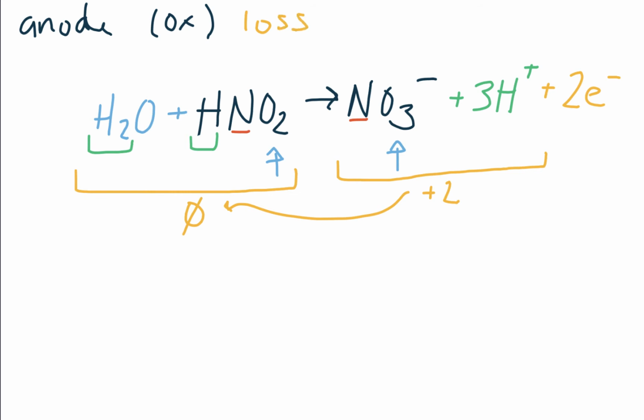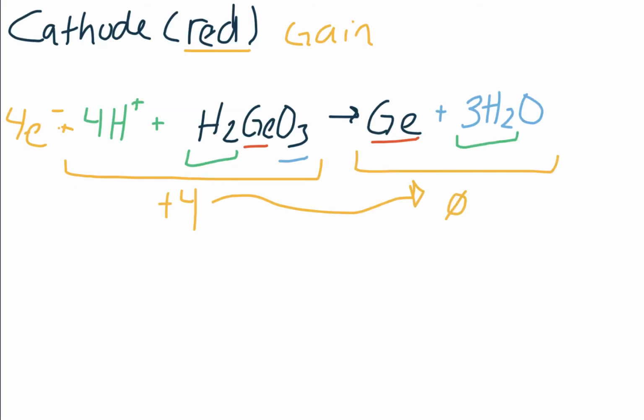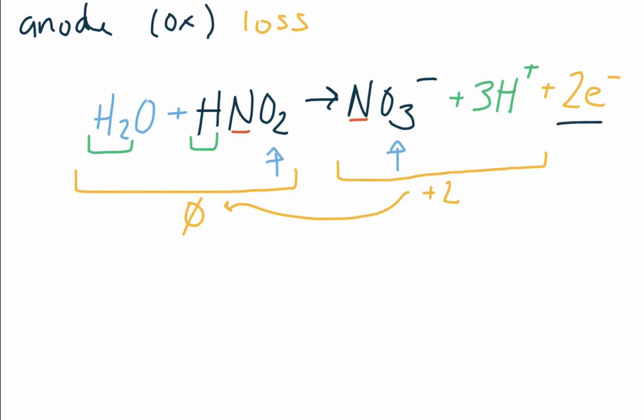We need to make sure the electrons are on opposite sides of the equation at this point, otherwise we're going to get in trouble when we try and combine these. All right, step 5, we are going to make sure that the number of electrons is the same for our half reactions. At the cathode, we have 4 electrons. At the anode, we have 2 electrons. Since those aren't the same, we need to multiply the equations until they are the same.